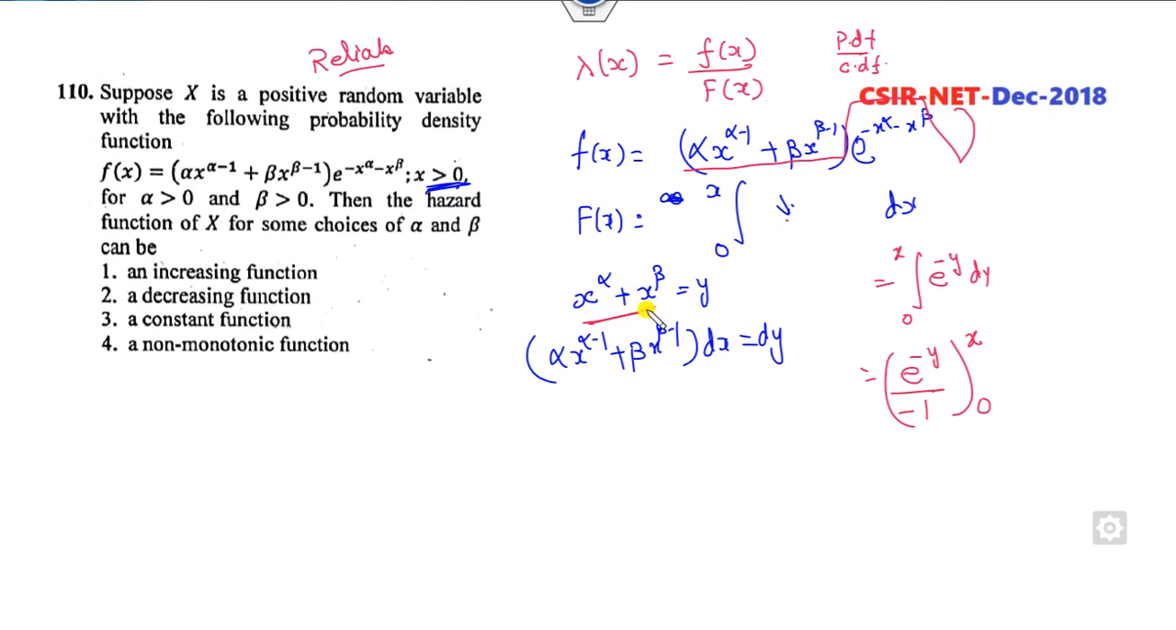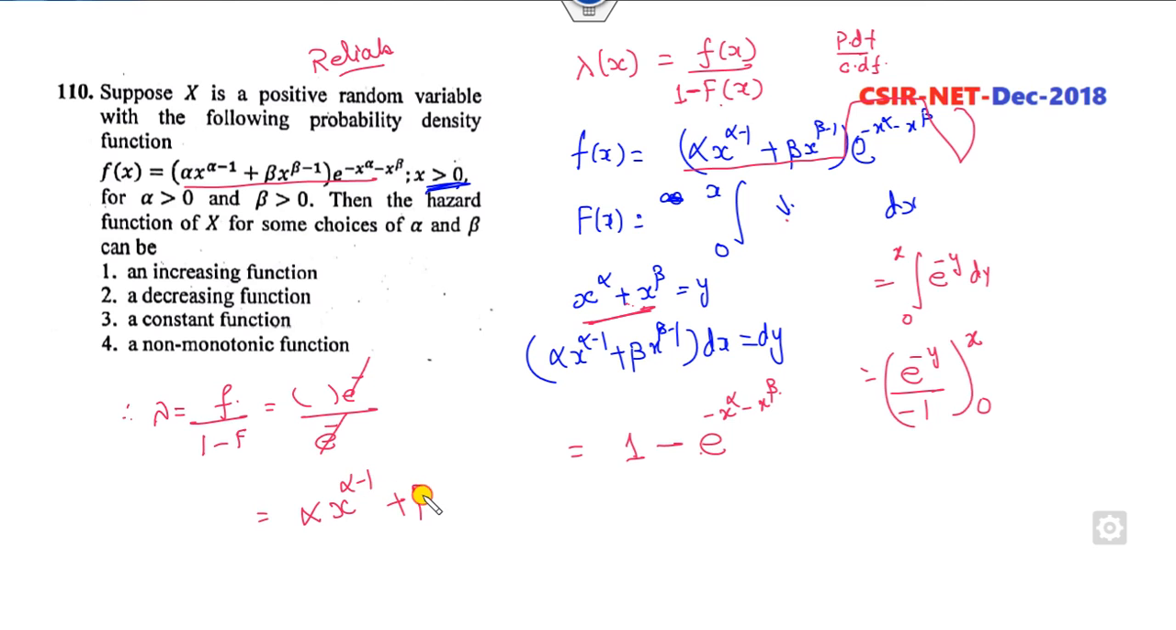So what is y here? I can write it here. When you take 0, it is 1. So it is e raised to the power minus of this. Oh, sorry, it is 1 minus of this. That's the reliability, 1 minus of this. Therefore the failure rate is the PDF over 1 minus F. When you take 1 minus F, it will be e raised to the power of this, so it will be cancelled out. So the answer will be alpha x raised to the power alpha minus 1 beta x raised to the power of this.